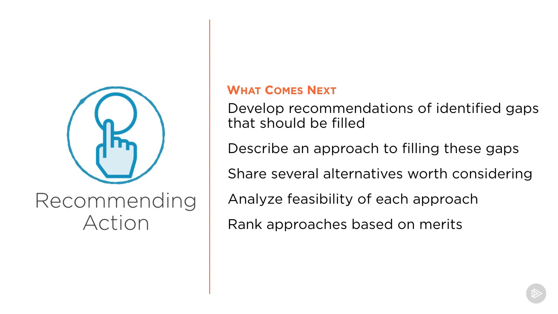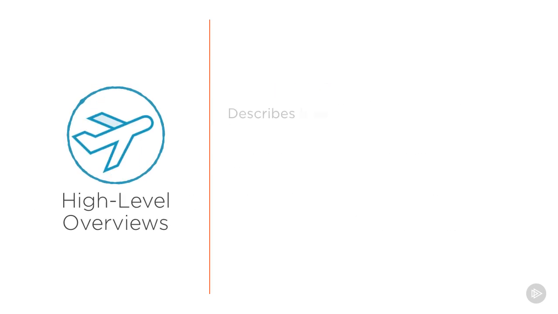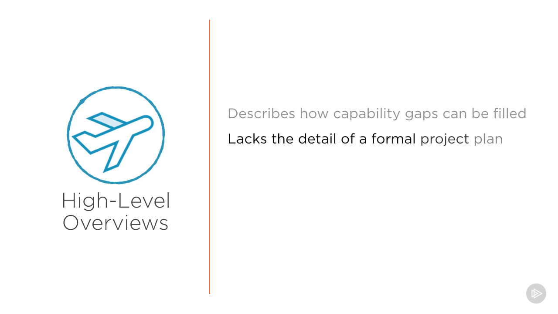Then we should rank these approaches based on an objective set of merits to further help our stakeholders in their decision-making process. To do so, we also have to create high-level overviews for each of the different alternatives that we might have in mind. These help to describe how capability gaps can be filled, but they lack the detail of a formal project plan. Here, we just want to give the general roadmap for how each alternative would work. It's not up to us or appropriate at the moment to go ahead and provide all of the details that we would need to complete these alternative methods. Instead, we simply want to provide an idea of what might be entailed, what the cost might be, and some objective estimates as to the timeline.